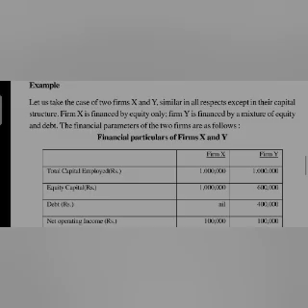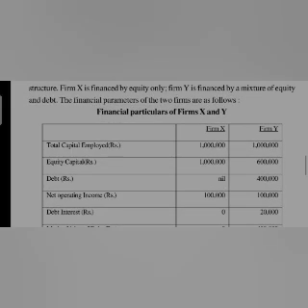Let us take the case of two firms X and Y, similar in all respects except in their capital structure. Firm X is financed by equity only. Firm Y is financed by a mixture of equity and debt. The financial parameters of the two firms are as follows. Financial particulars of firms X and Y.